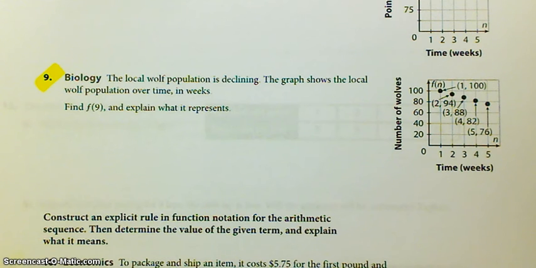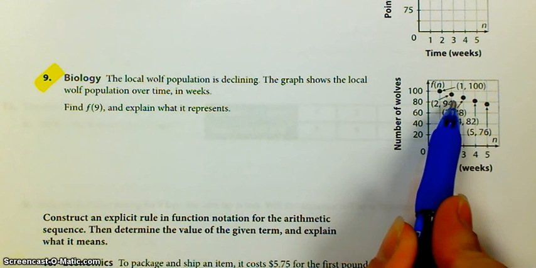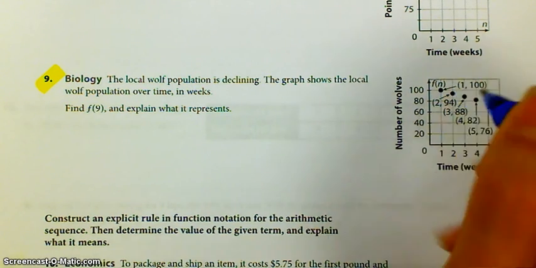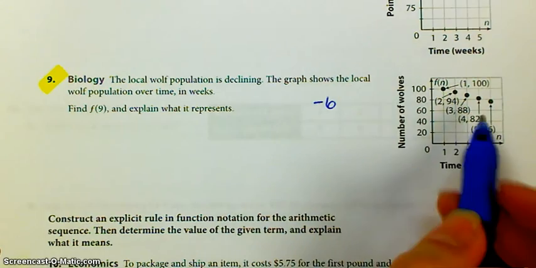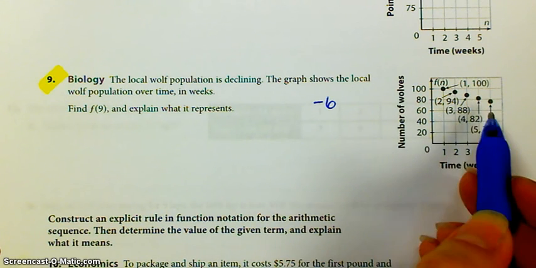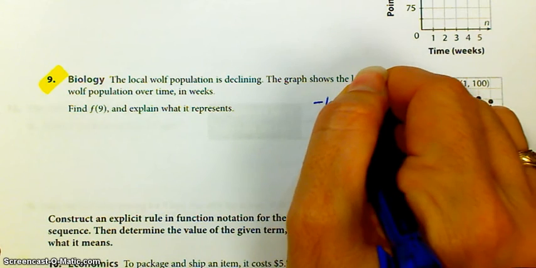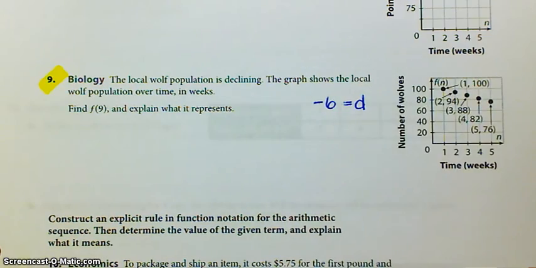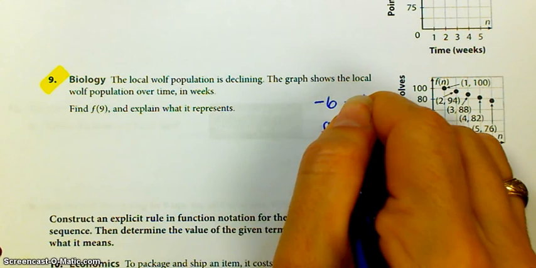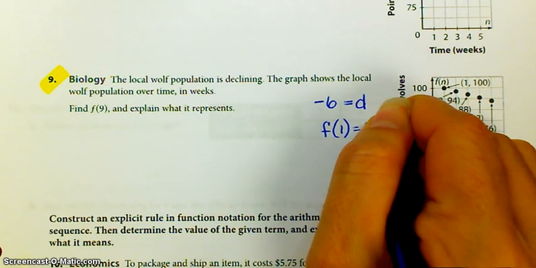All right, I'm now on page 179, and we're looking at number 9. The local wolf population is declining. The graph shows the local wolf population over time in weeks. Find f of 9 and explain what it represents. Okay, so f of 1 is 100. F of 2 is 94. So that's a drop of 6. From 94 to 88, that's another drop of 6. 88 to 82, that's a drop of 6. Okay, so your common difference is negative 6. Your f of 1 is 100.